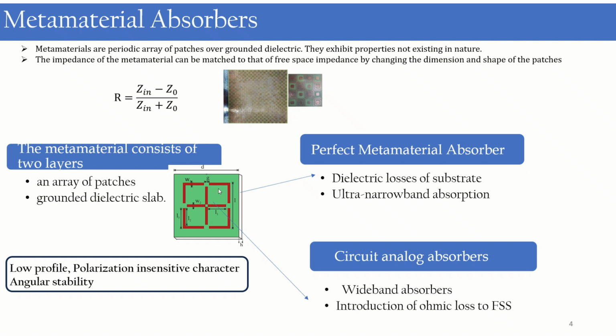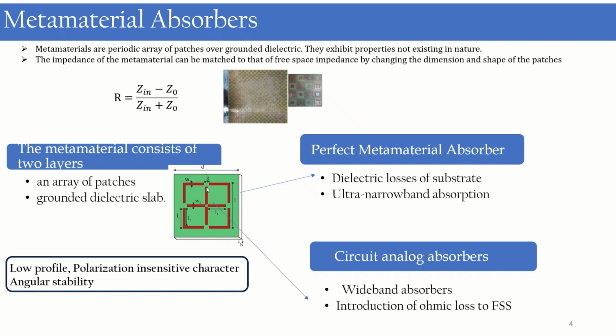So we know that a metamaterial consists of patches over the grounded dielectric. That means it has two layers, like an array of patches and the grounded dielectric slab. So there are two options to impart losses onto the structure. We can either impart losses onto the dielectric. If we provide losses to the dielectric, we will get ultra narrow band absorption, and we will call it the perfect metamaterial absorber.